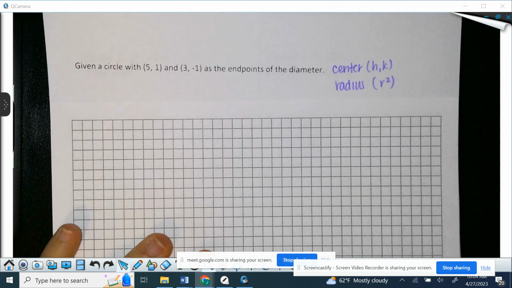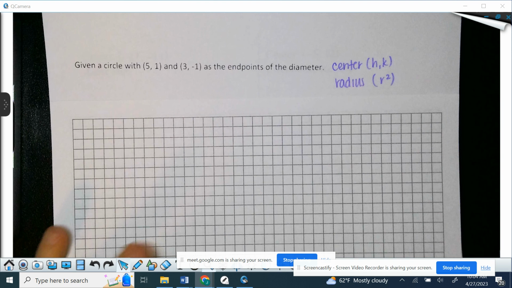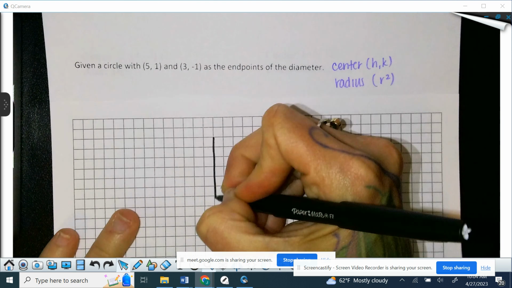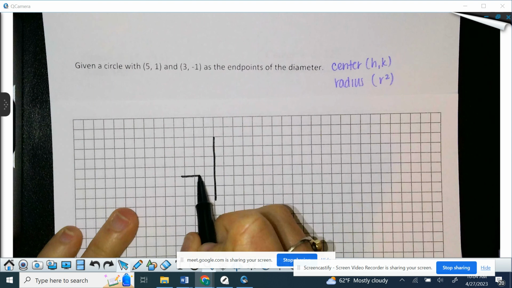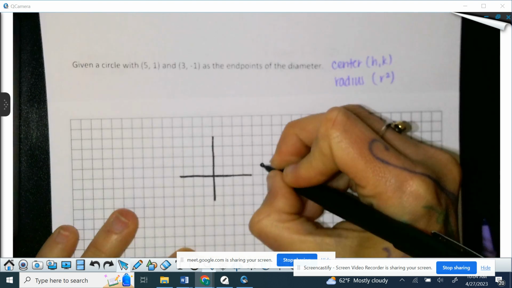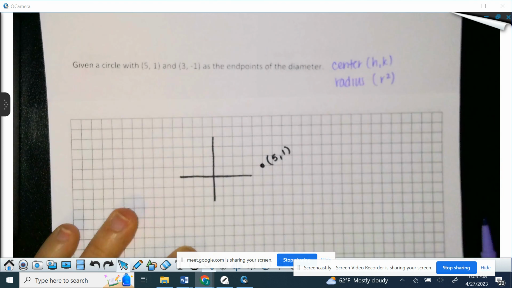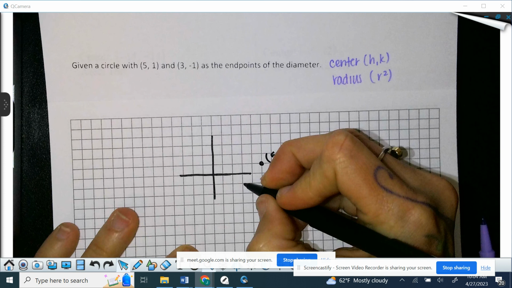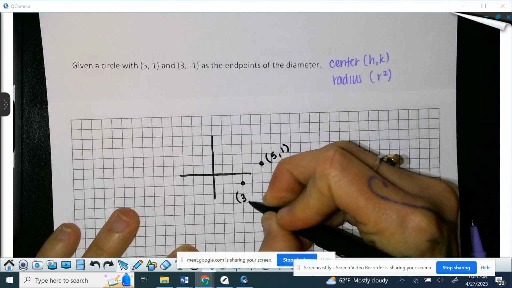That is one way as well to get through this style problem when you're given the diameter. So just find your origin. So I have 5, 1. Go 5, 1. Sorry, 3, -1. So this is the diameter of the circle.